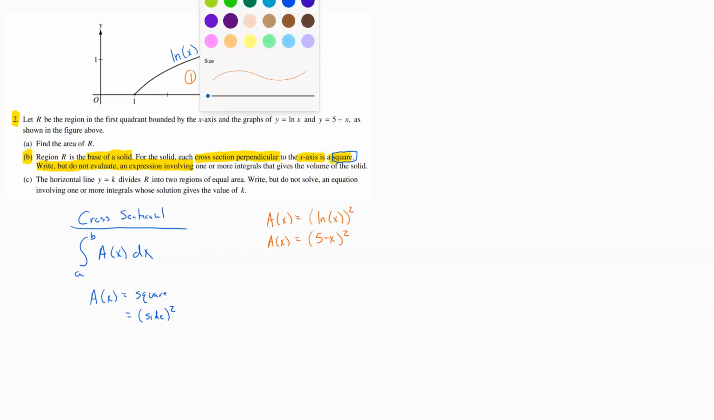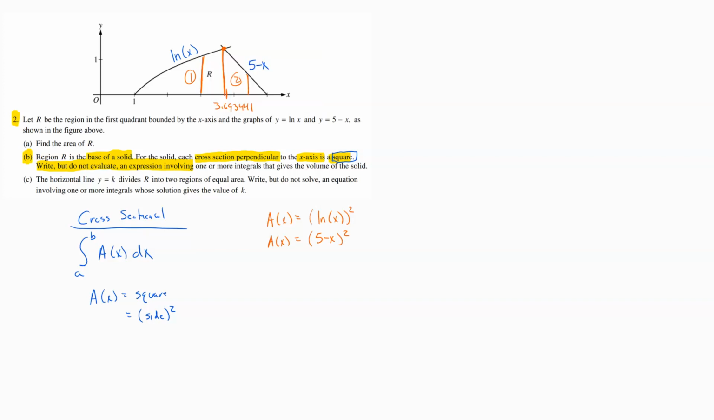Now we just have to set up the equations to put it together, and then we're done because we don't even have to finish this thing out. So for that region 1, we would be starting with a lower bound of 1 and ending at our upper bound of 3.693441. So this would go from 1 to 3.693441, and then we put in our area formula. Our area formula for that first region is the natural log of x, squared, dx.